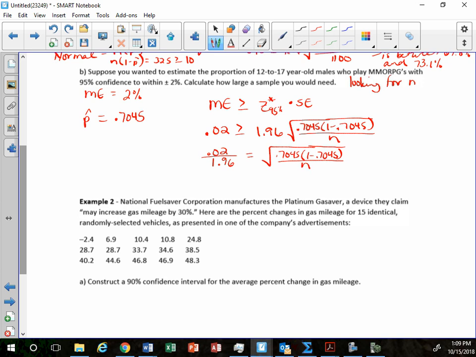How do I get rid of a square root? Yeah, so you're going to have to square both sides of this equation. So I've got 0.02 over 1.96 squared, and then 0.7045 times 1 minus 0.7045 over n. What do you have to do algebraically to get n out of there?